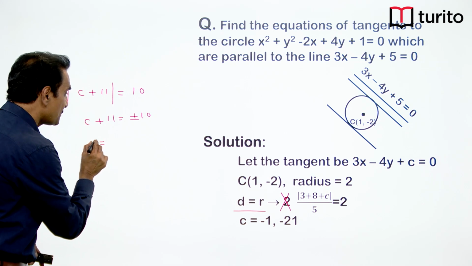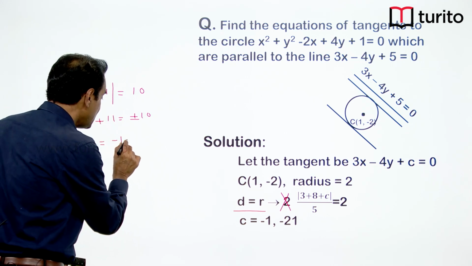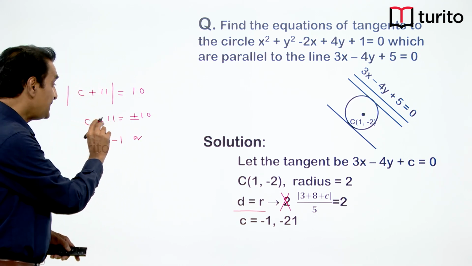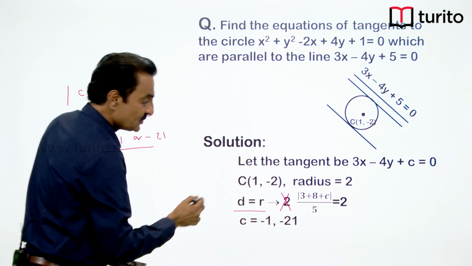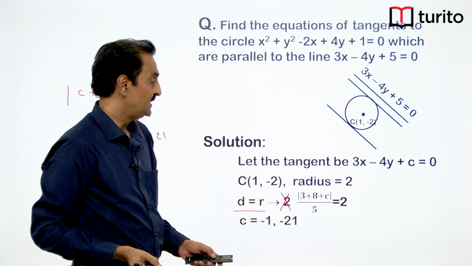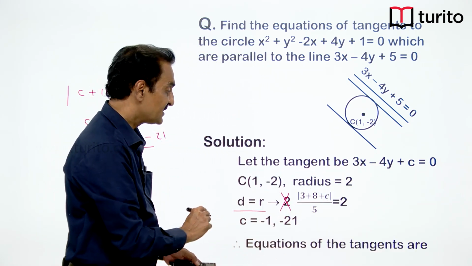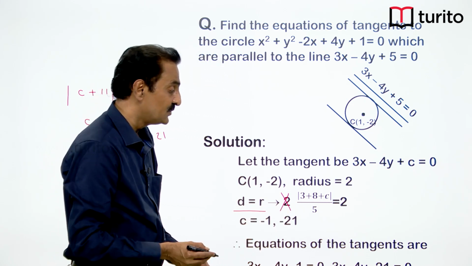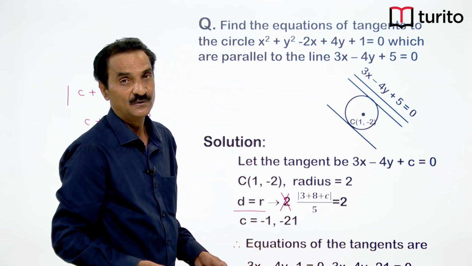Then c is equal to, if you take plus 10, you will get 10 minus 11, minus 1, or if you take minus 10, minus 10 minus 11 is minus 21. So, there are 2 values of c. So, substituting c here, you will get the equations of the tangents are 3x minus 4y minus 1 is equal to 0 and 3x minus 4y minus 21 is equal to 0, right.